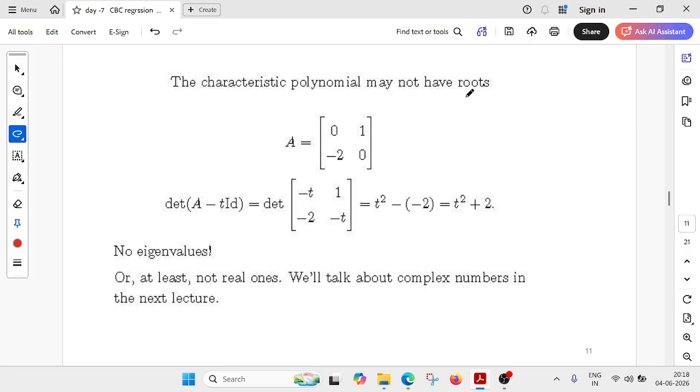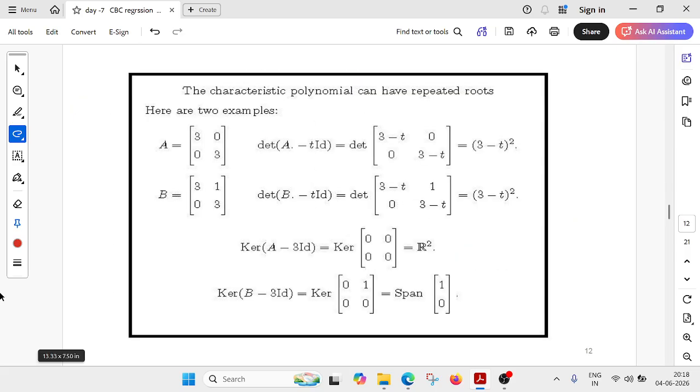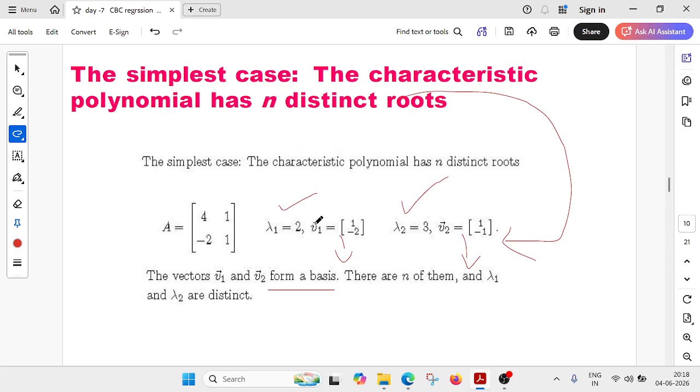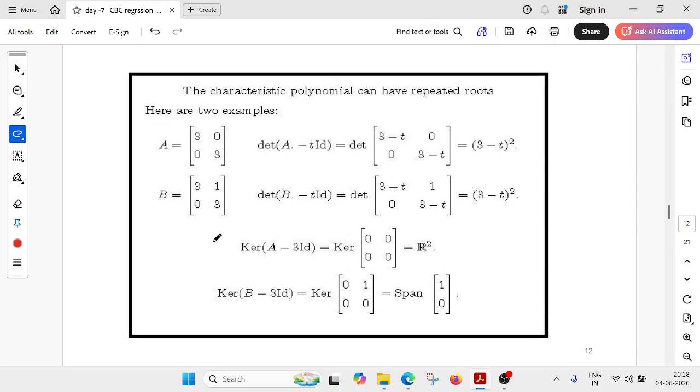In the second case, the characteristic polynomial will not have roots, so in this case we get no eigenvalues, at least not real ones. We can talk about complex numbers in the next lecture. Next, the characteristic polynomial has repeated roots. First case: n distinct roots. Second case: no eigenvalues, that means nothing will be there.